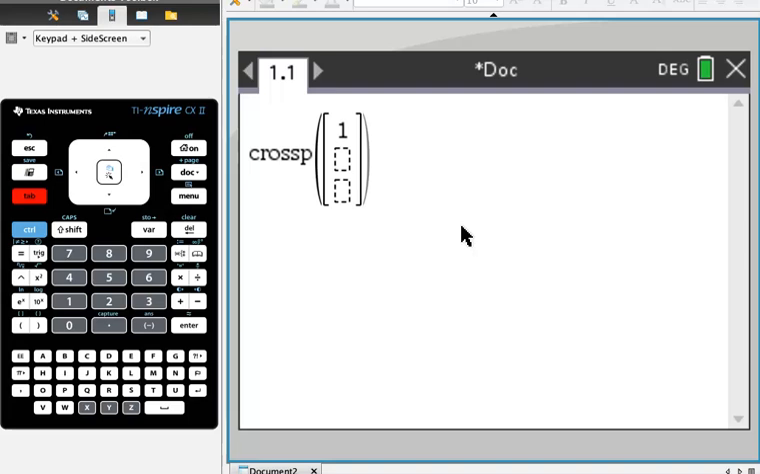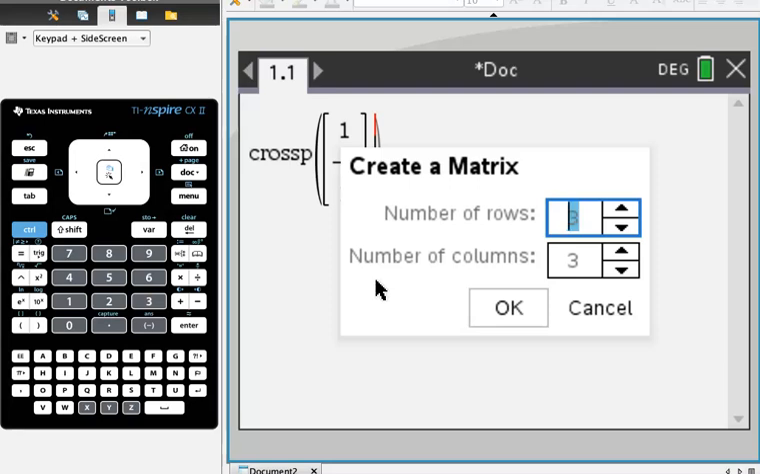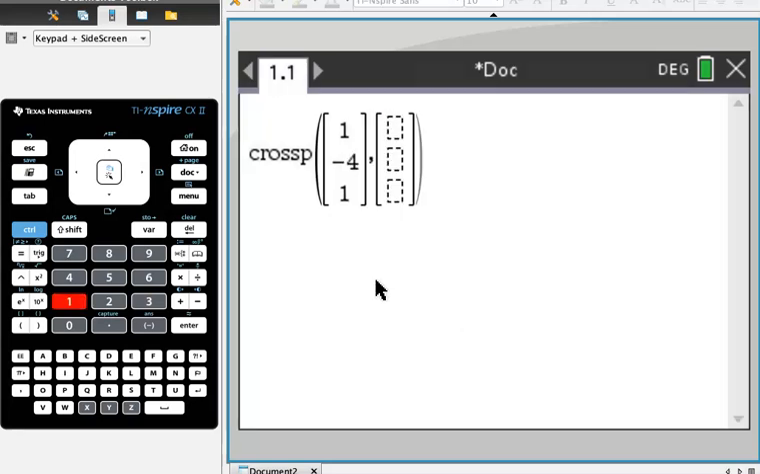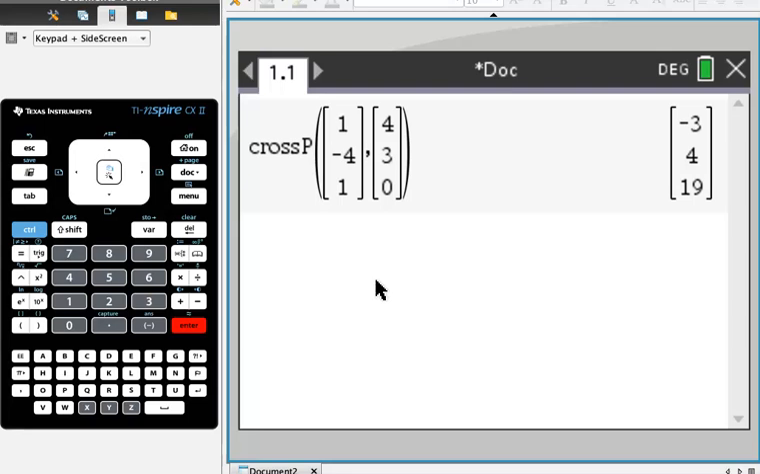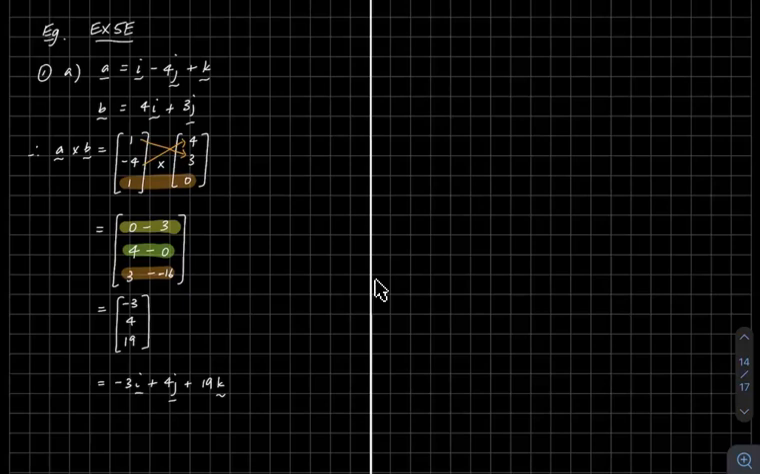In this case, my first vector was i minus 4j plus k. Then I need a comma, and my second one, again a 3 by 1, was 4i plus 3j, so I need a 0 there, and then hit enter, and there it is, negative 3i plus 4j plus 19k. Okay, so I think we'll leave it there for this video, and then I'll do another short one with a quick other application of vector product.